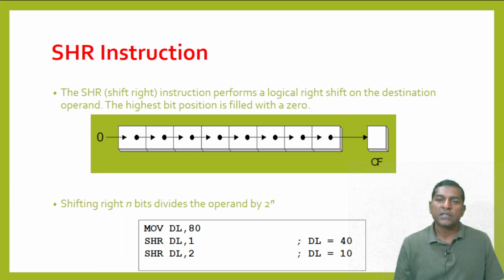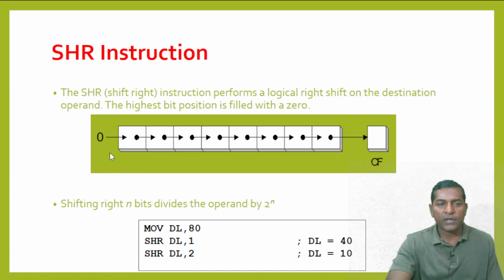The next instruction is the SHR instruction. The SHR instruction performs a logical right shift on the destination operand. The highest bit position is filled with 0. As in the previous instruction we were shifting the bits to the left, here we are shifting the bits to the right. So the D1 bit will be shifted to D0, but in the D7th bit we will get an additional 0 and all the contents will be shifted to the right.